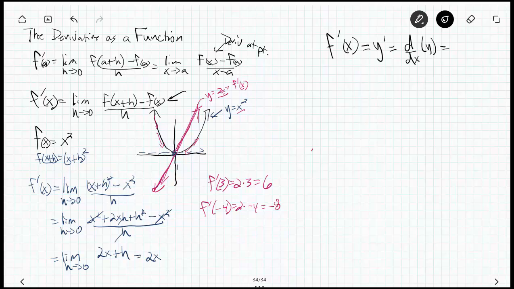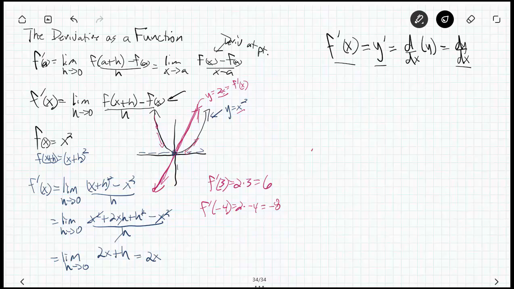However, typesetters don't want to have a bunch of parentheses, especially back in the day when they had to actually set type by hand, and setting type cost money because it took up space. So we shrink this to dy over dx. All right, these are the three most common ways to denote a derivative of f of x. All right, y prime, f prime of x, dy over dx.